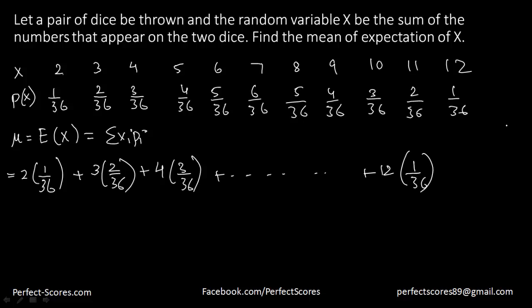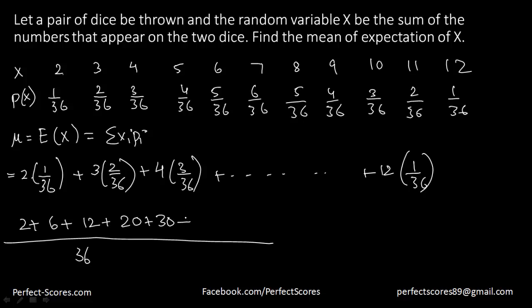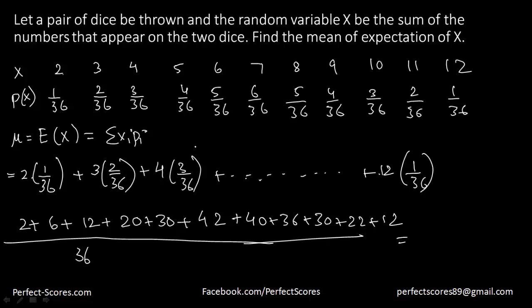That is this, right? So if you go ahead and calculate that, if you take the 36 to be the LCM, you'll have a lot of patterns emerging here. You'll have 2 here, 3 into 2, 6 here, 4 into 3, 12 here, and then 20, and then 30, and then 42, then you have 40, 36, 30, 22 and 12, right? If you calculate all these small parts, this is going to come out to be equal to 7. I'm going to spare the calculation because I don't want to waste your time on that.